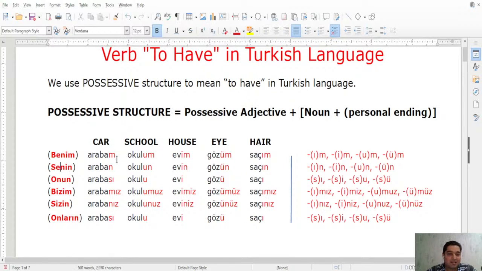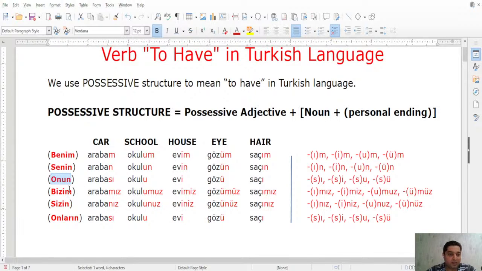What is changing is the personal endings. And how do you add them? So you basically have what? Which possibilities do you have? For benim you have im, or just letter m if the noun ends in a vowel. Okay. For senin, you have in, right? In, un, or just n if the noun ends in a vowel.